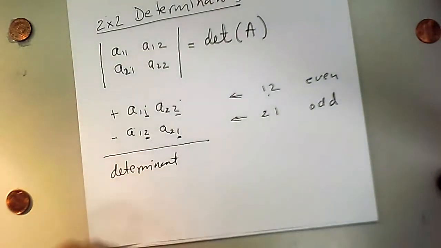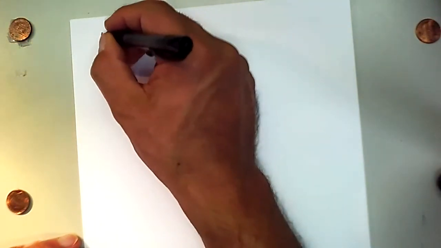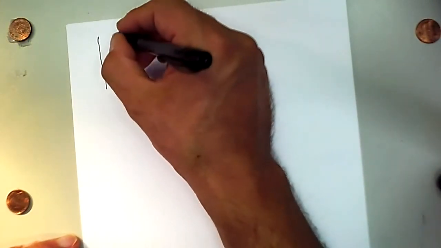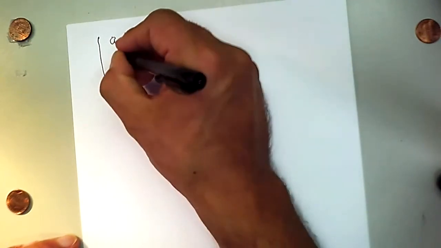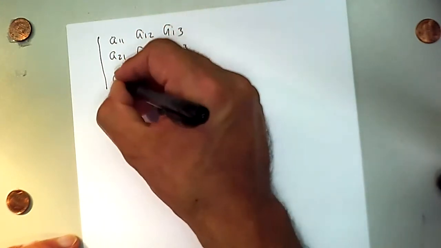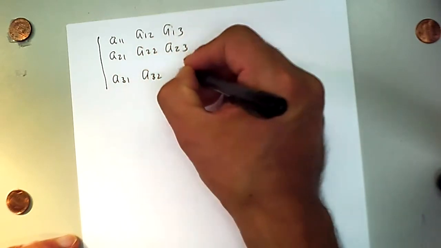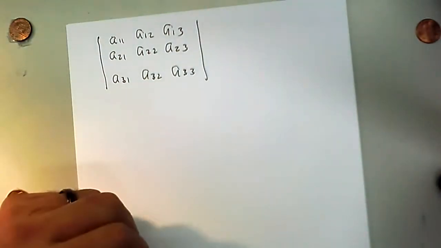I'm going to do a 3 by 3 because when an example is too easy, then it almost loses its idea. Okay, let's say we have 3 by 3. A11, A12, A13, A21, A22, A23, A31, A32, A33. There we go. Okay, so we got 3 by 3.